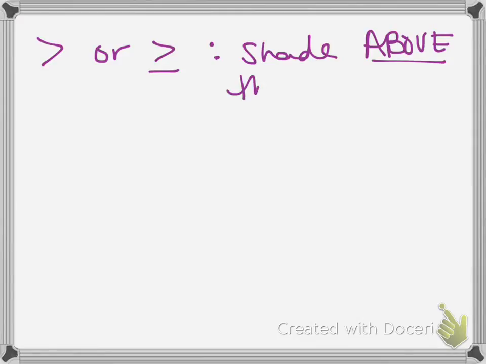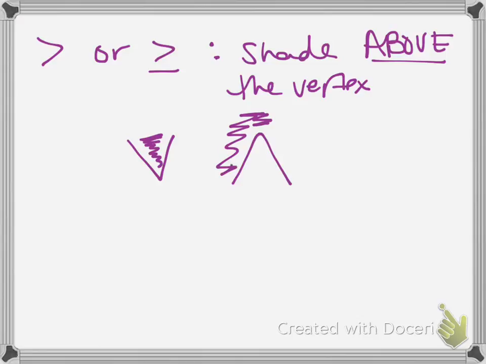Now, if you have greater than or equal to, you shade above the vertex. Okay, so therefore, let's say you have a regular V and it's greater than, you shade above the vertex, which is technically inside of the V. However, if you have the reflection, when you shade above the vertex, that's actually everything outside of it. So you don't want to think, oh, greater than, you shade inside the V. No, you shade above the vertex. So if above the vertex is inside the V, then you shade inside the V. But if above the vertex is outside the V, then you shade outside the V.